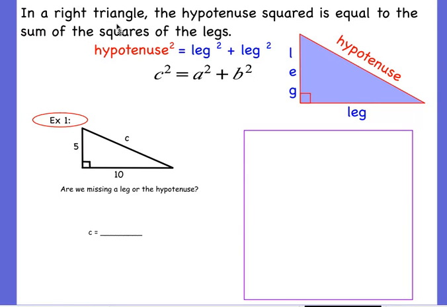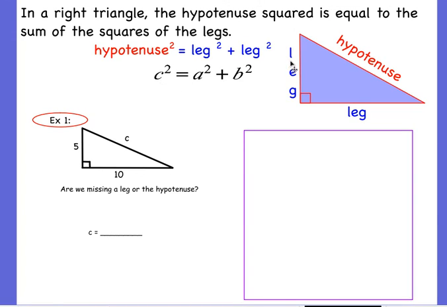Okay, so in a right triangle, the hypotenuse squared is equal to the sum of the squares of the legs. So this is in words, a lot of words. This is our equation. In mathematics, we try to make things into equations once we have found a pattern. And the way that you've seen this equation, the hypotenuse squared is equal to leg squared plus leg squared. In middle school, you said a squared plus b squared is equal to c squared. I just rearranged this equation.